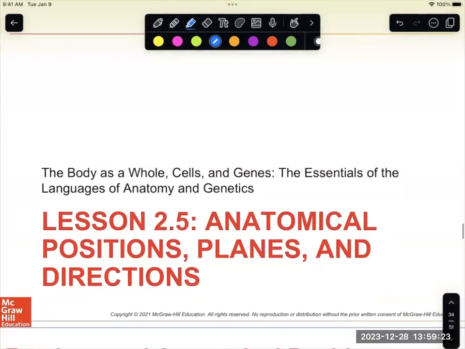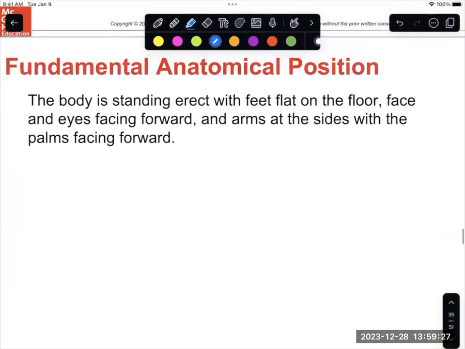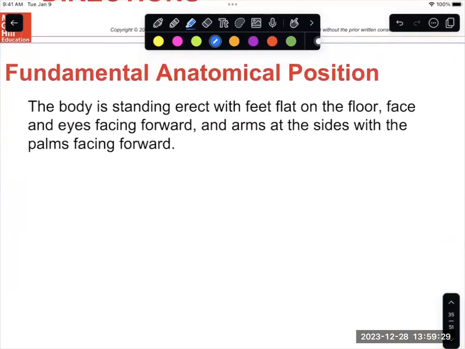Anatomical positions, planes, and directions. Anatomical position is when you are standing straight up, your feet are flat on the floor, your face and your eyes are facing straight forward. Your arms are at your side with your palms facing forward.